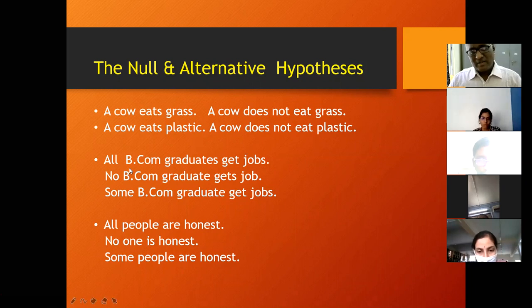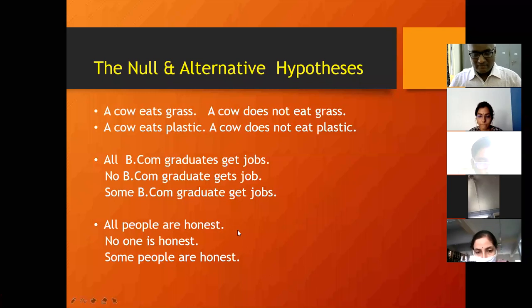Suppose I say here: all BCom students get jobs. No BCom graduate gets a job. Some BCom graduates get jobs. Means after finishing your graduation, how many of them get a placement? Can you say all? Can you say no? Or can you say some?